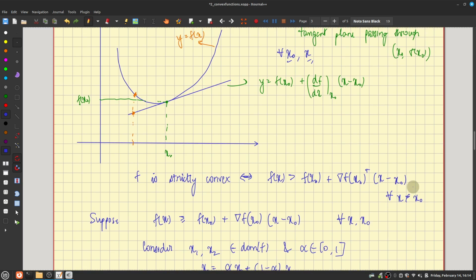Okay. So in other words, this tangent is a strict lower bound on the function. So there is always, at any point except the point where the tangent touches the function, a non-zero gap between the tangent and the function value itself.